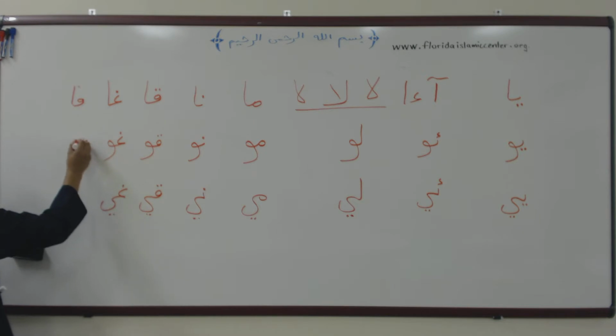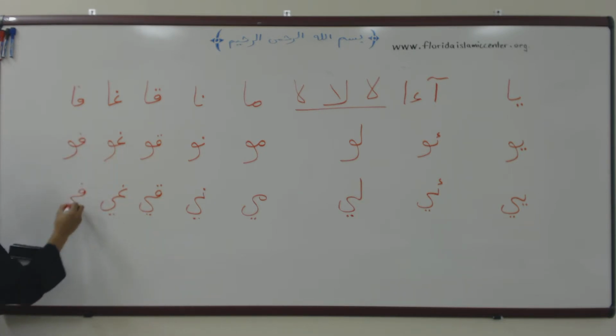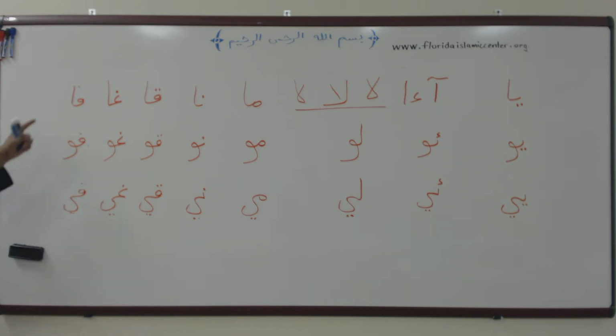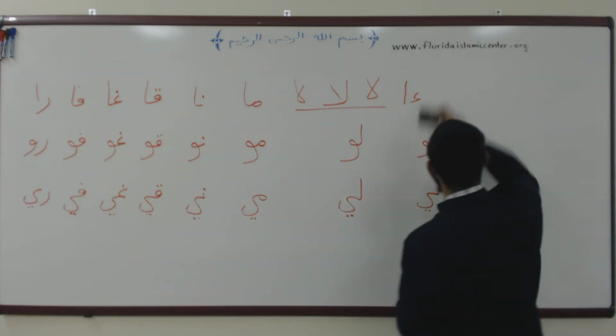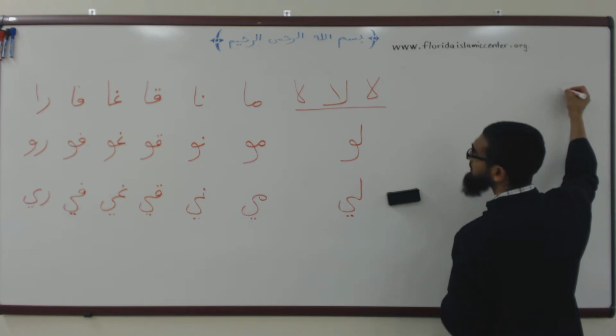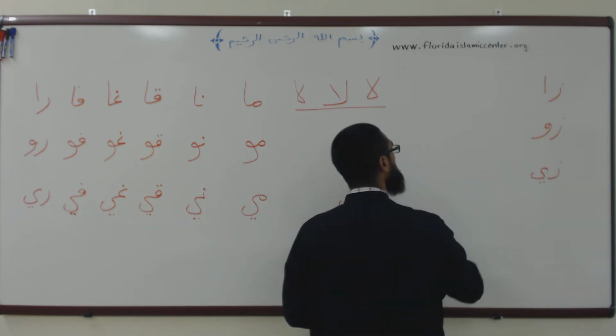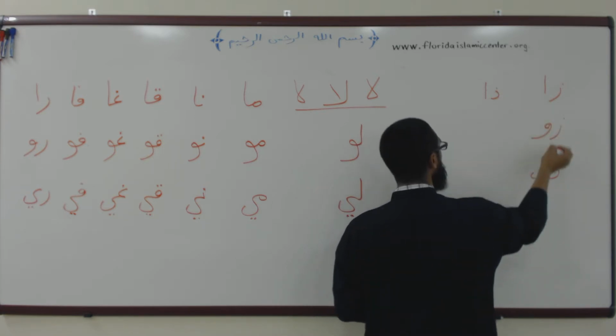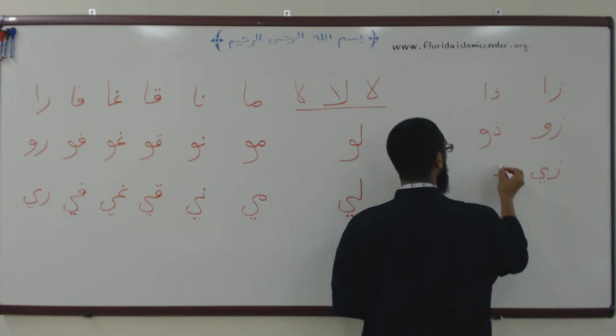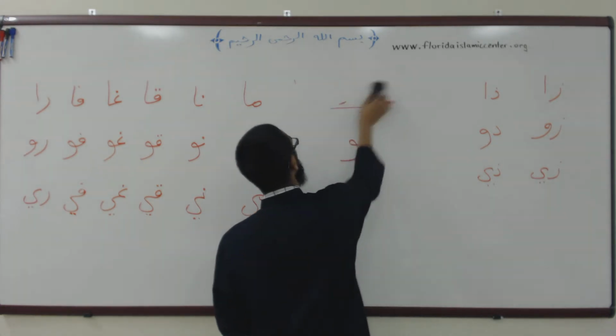What about this one now? Easy, very easy words. Come on. Fa, fu, fi. Fi actually is a word. It means in, the preposition in. Like it's in, right? What letters did we miss? Do we do ra? Ra, ru, ri. Okay. A few more letters we probably missed. Za, zu, zi. Right? What other letters did we miss?